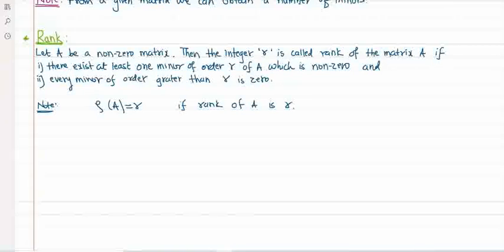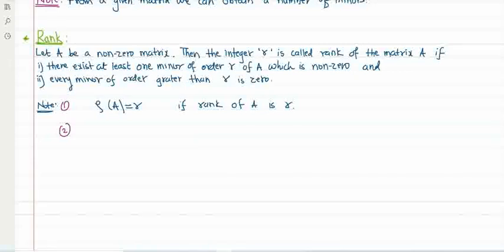While finding the rank of the matrix by definition, you have to show the existence part. And to prove the existence is not so easy. We will see one by one. Now next, the remarks or notes you can consider. This is the first note. Second note: for the definition, we have started with the non-zero matrix.